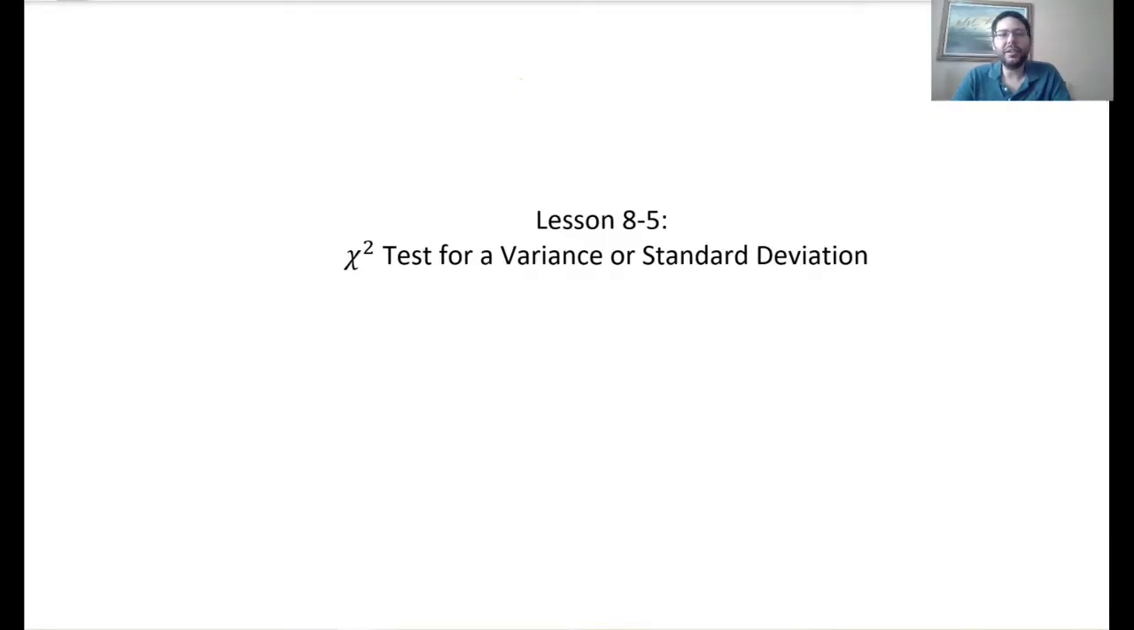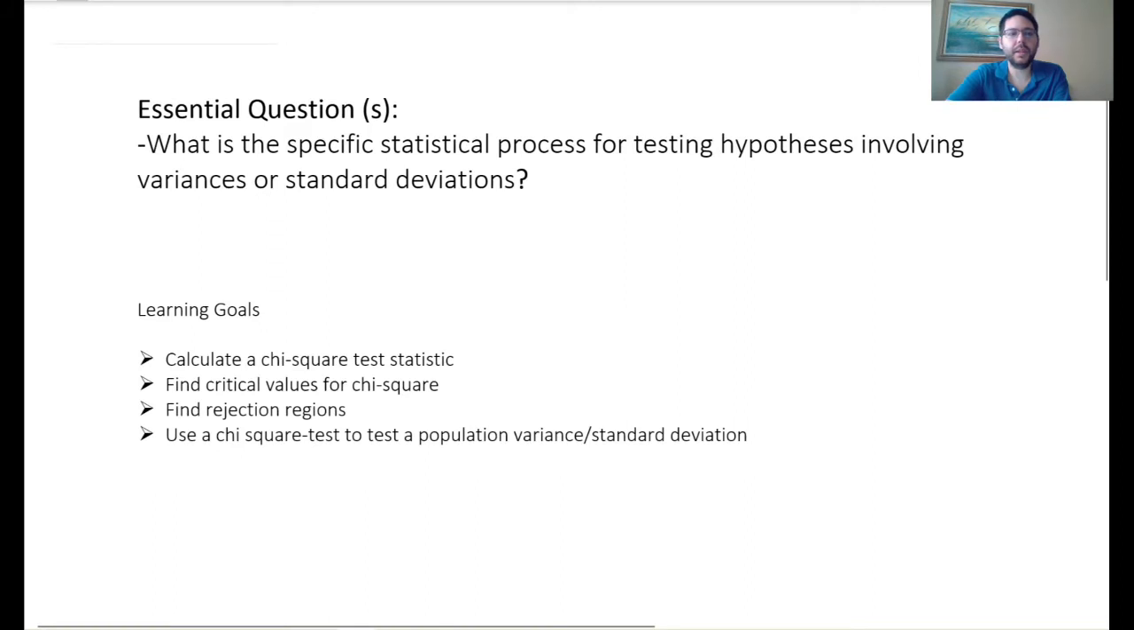Hello class, and welcome to this lesson on 8.5. We're going to be talking about the chi-square test for variance or standard deviation. This is going to be the last lesson in the chapter. So the question is, what is the specific statistical process for testing hypotheses involving variances or standard deviations?